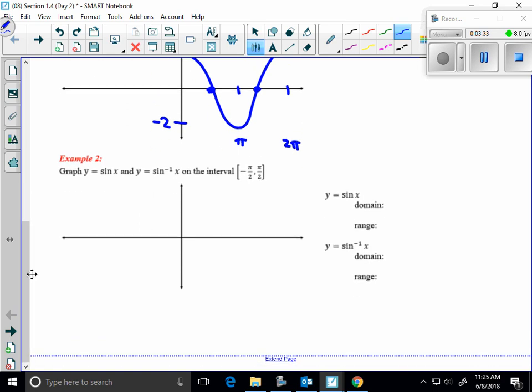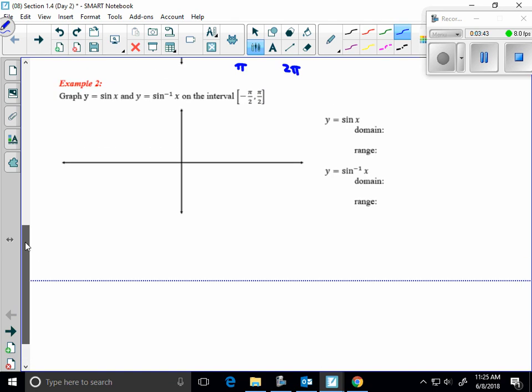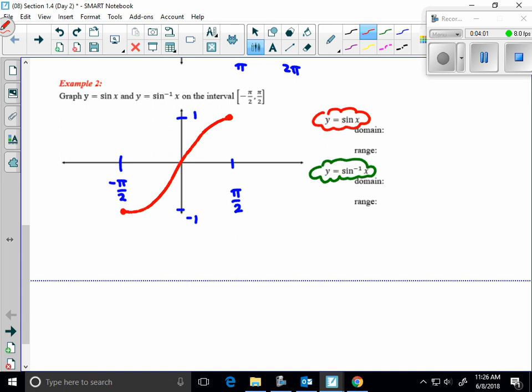All right, let's graph y equals sine x and y equals inverse sine x on the interval negative pi over 2 to pi over 2. So I'm going to do a little bit off camera here, and I'll come back and talk you through some of it. Okay, so here I've got this interval from negative pi over 2 to pi over 2. I'm going to graph sine x first. And sine x will hit its maximum value here at pi over 2, which is 1, and its min value down here at negative pi over 2 at negative 1. So sine of negative pi over 2 is negative 1, as we know. Sine of pi over 2 is 1.